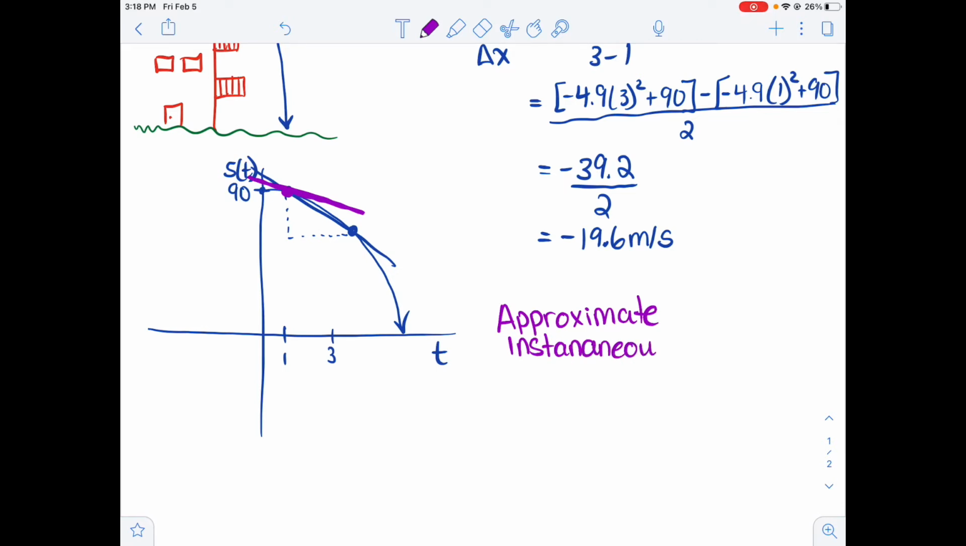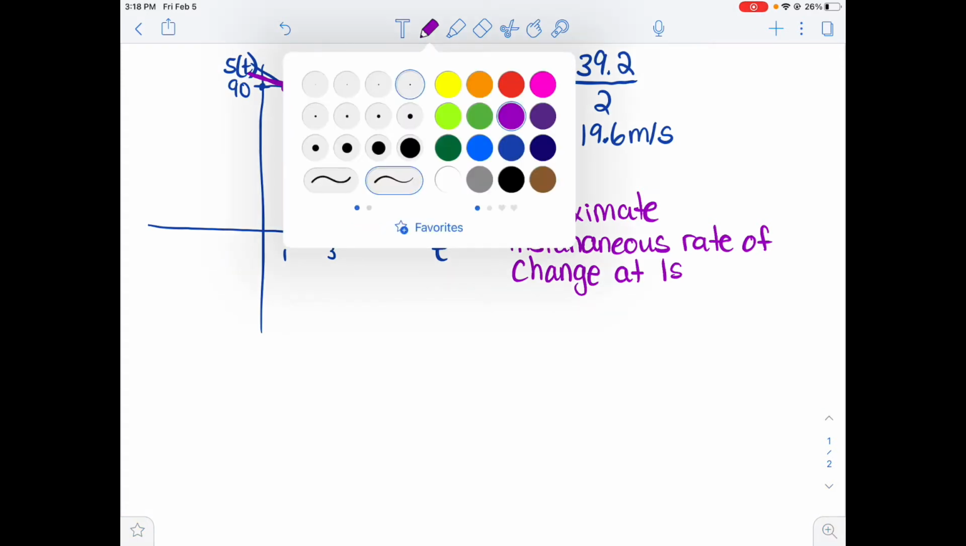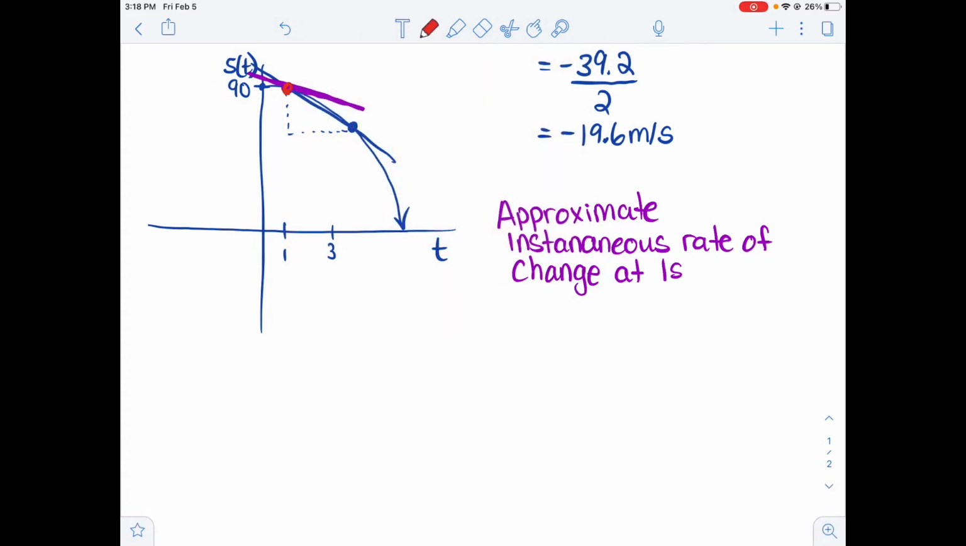Instantaneous rate of change at 1 second. So we're going to do it just the way that we know how right now, and then we'll develop some better tools as we learn more. So I'm going to back up and use another color. I'm going to find the rate of change between 1 and 2 seconds this time, so that way my secant's a little closer to the purple line's slope.